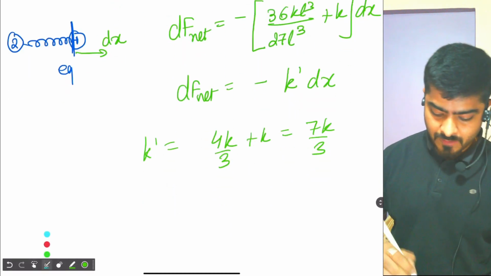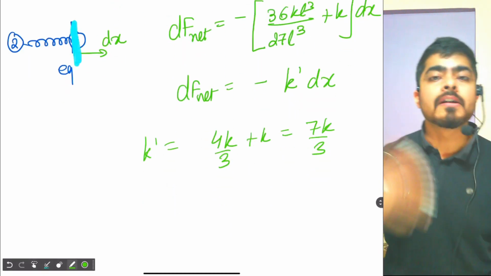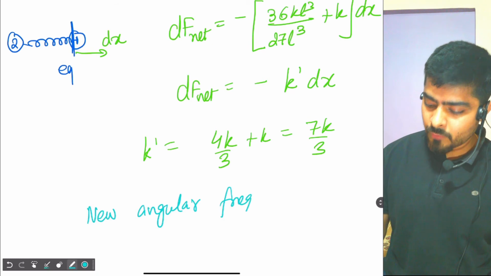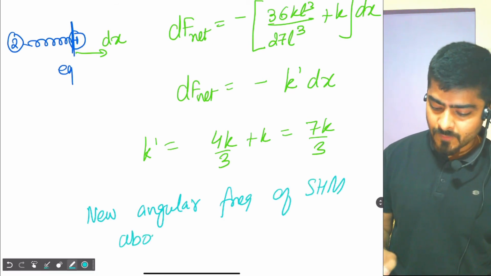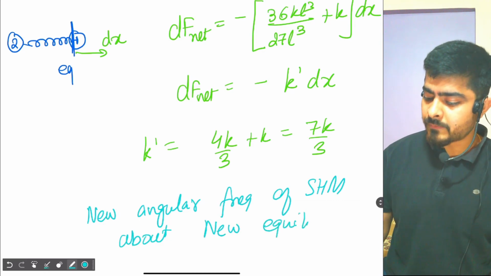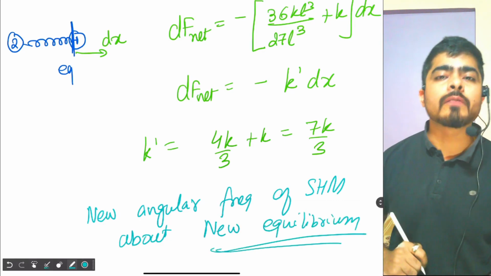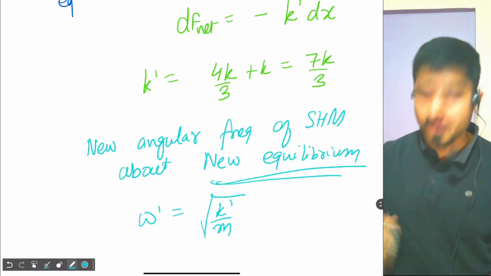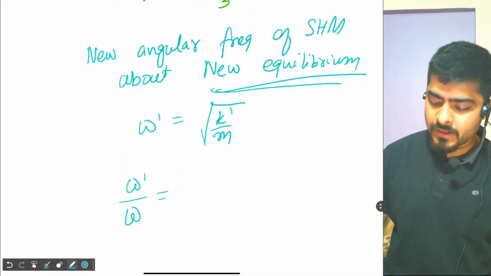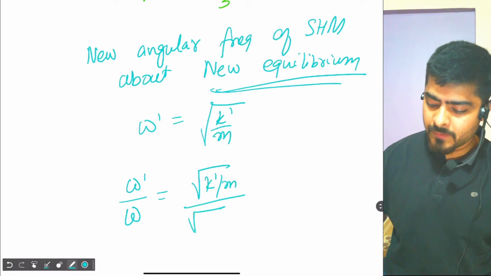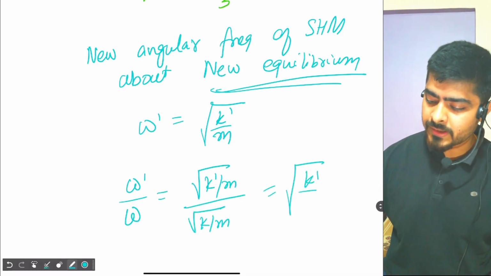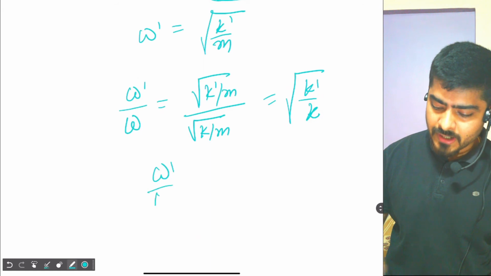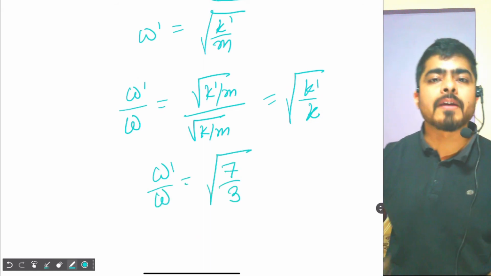And therefore about the equilibrium position, the new angular frequency of SHM about the new equilibrium will be omega dash equal to under root k dash by m. And therefore omega dash by omega will be under root k dash by m divided by under root k by m. So this is under root k dash by k, and k dash is equal to 7k by 3. So omega dash by omega will be root of 7 by 3. This will be your answer.